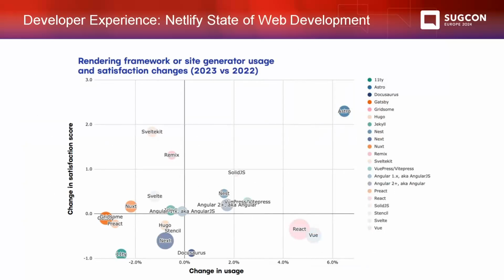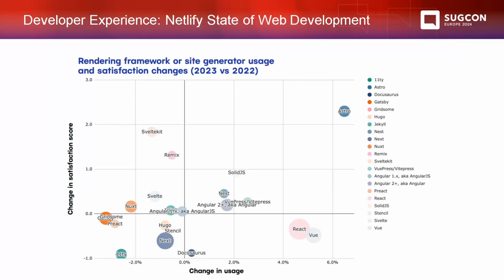Netlify proves Astro's ease of use. They make a web developer survey each year, and we took one slide from the previous year's report. It shows a change in usage of web frameworks and also a change in developer satisfaction. And Astro is located in the top right corner. You see, a great place. So that means that Astro is now more used and developers are more satisfied with it.